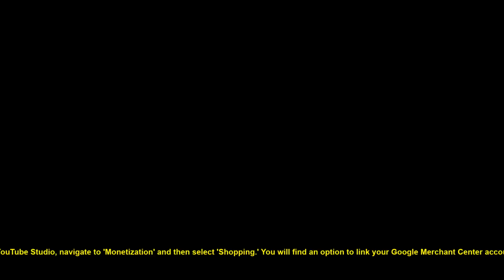After your products are approved, return to your YouTube Studio. In YouTube Studio, navigate to Monetization and then select Shopping. You will find an option to link your Google Merchant Center account. Click on Link Account and follow the on-screen instructions to complete the connection.